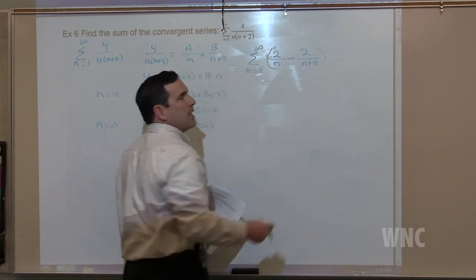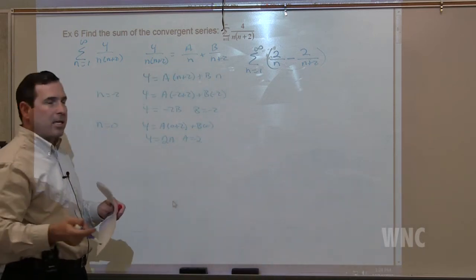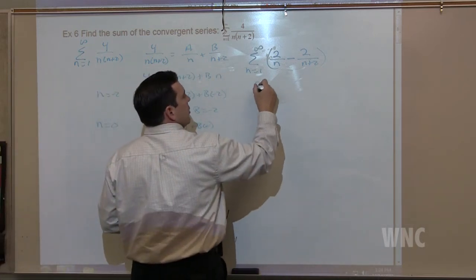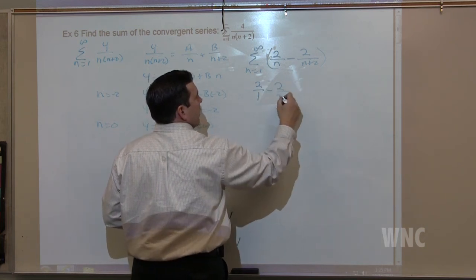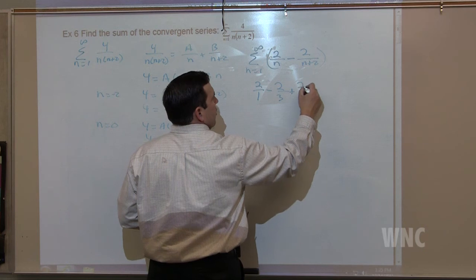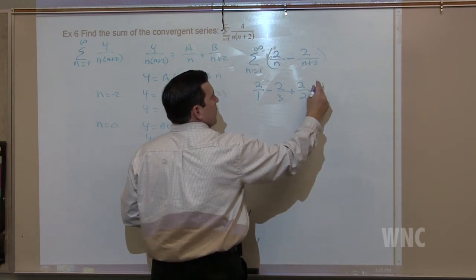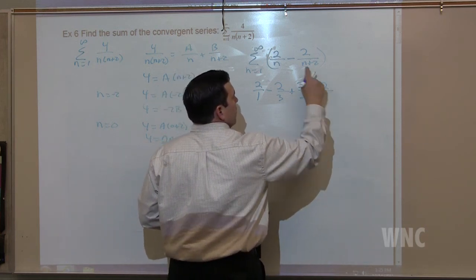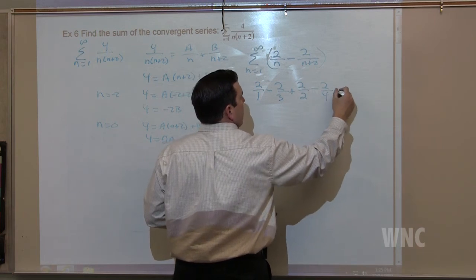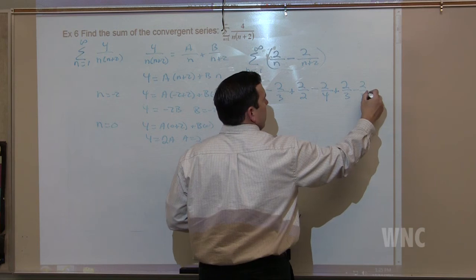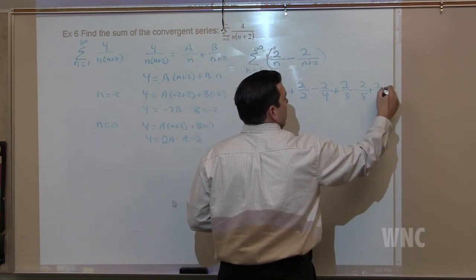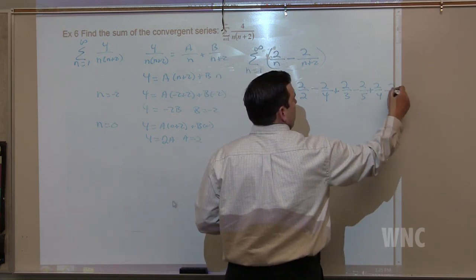So if we started listing these out, this is where it gets really interesting. It becomes like a telescoping series. So we have 2 over 1 minus 2 over 1 plus 2, which is 3. Plus 2 over 2 minus 2 over 2 plus 2, which is 4. Plus 2 over 3 minus 2 over 5. Plus 2 over 4 minus 2 over 6.